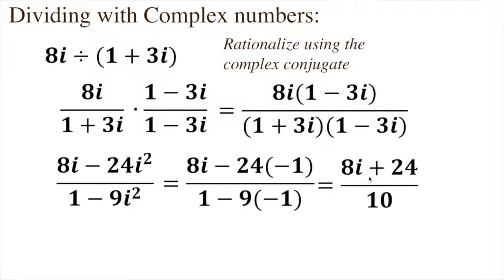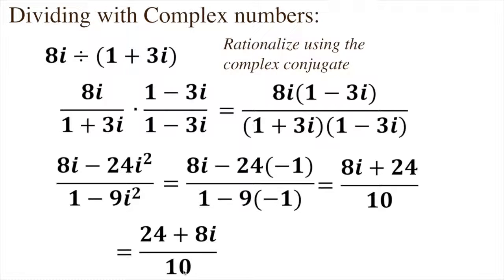Okay, so I've got these here. Now I have to put these in the correct order. So this 24 needs to come before the 8i. Remember, our real number comes before our imaginary number, so I'm going to write that there. Now I've got 24 plus 8i all over 10.